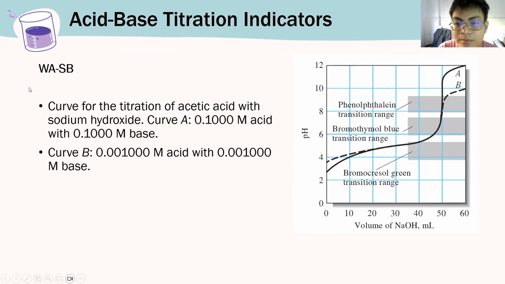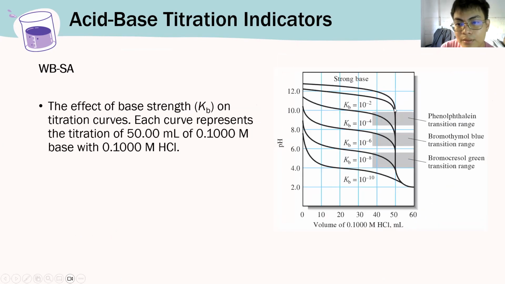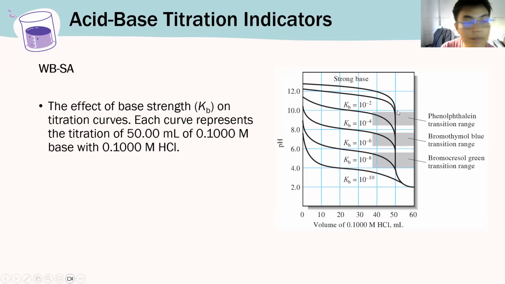So ito din yung sinasabi ko kanina. So sa weak acid strong base titration, okay? Pwede yung phenolphthalein, pwede bromothymol, pero hindi pwede yung bromocresol. Why? Kasi yung transition niya is below the endpoint or the post-equivalence point. So you cannot choose this. Okay? Ganon din sa weak base strong acid, no? Okay? So, yan. Ayan. So, bali ganun lang.